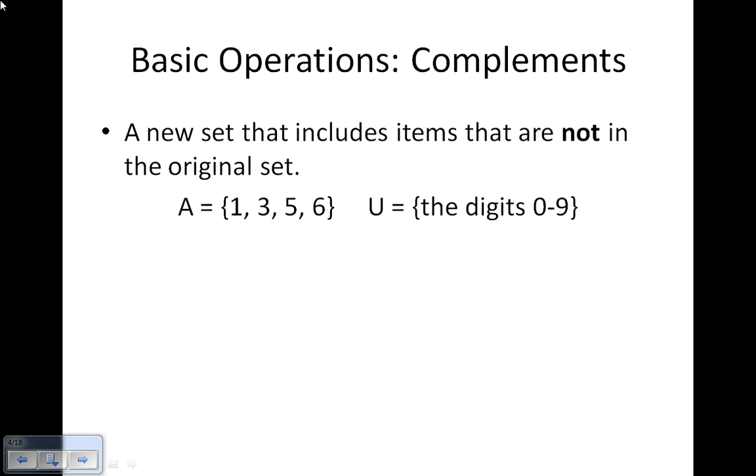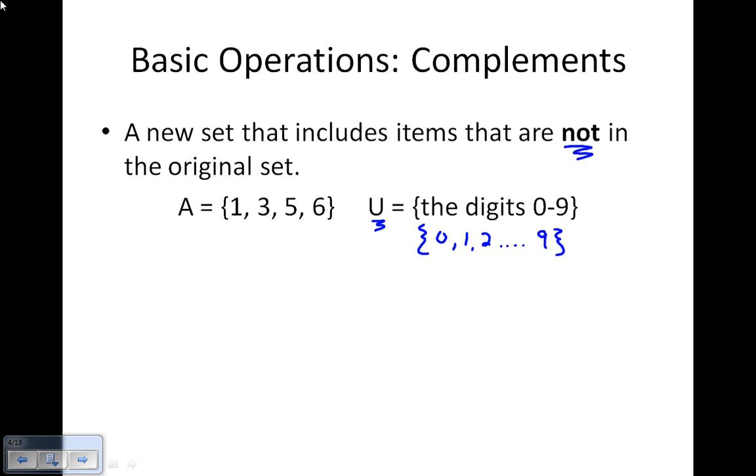The last operation is called the complement. And the complement is sort of like the opposite. It's a new set that includes items that are not in the original set. Now, before we do this, we have to make up a universal set. And a universal set is defined by a capital U. Usually the universal set includes all numbers. In this case, we're going to limit it to just the digits 0 through 9. So that would be 0, 1, 2, all the way up to 9.